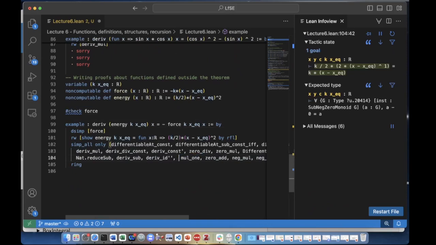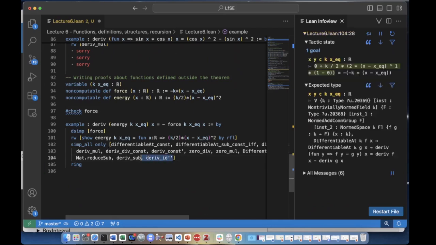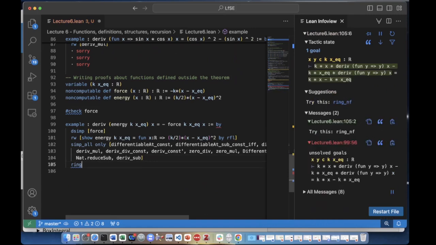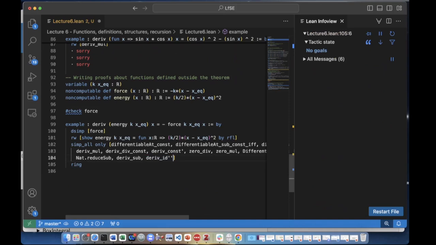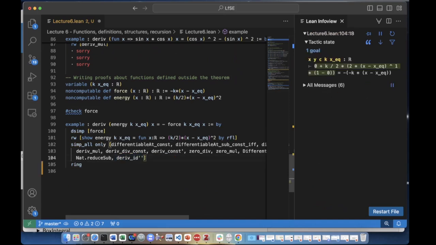Do I need sub 0? Nope. Do I need mul 1? Nope. So you could use this sort of ablation to remove tactics one by one after you've found a solution, as long as you don't break the goal. Okay, looks like, oh, we broke it. We need that one. Yeah, okay, so I can't delete that one. How about this one? Oh, we needed that one. Do I need 0 mul?